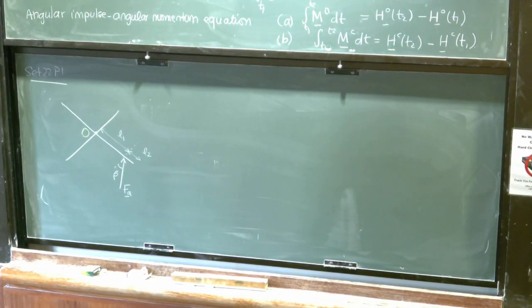Okay, so any ideas? So this person is pushing the door for 3 seconds in a certain way given. We need to find the angular velocity of the revolving door after the 3 seconds have elapsed. What do we do? Any ideas?